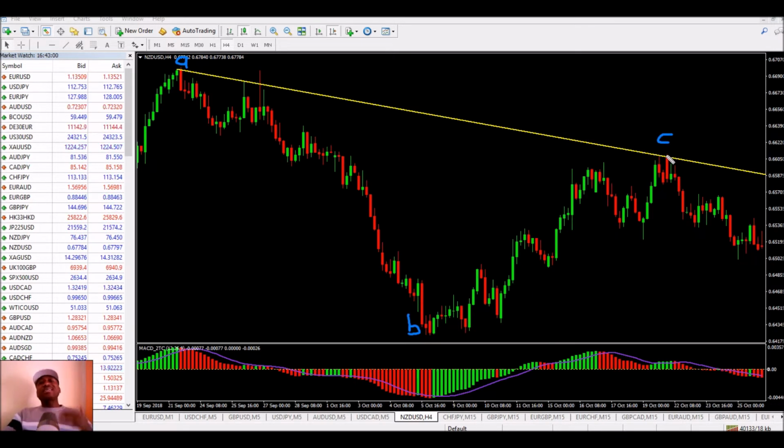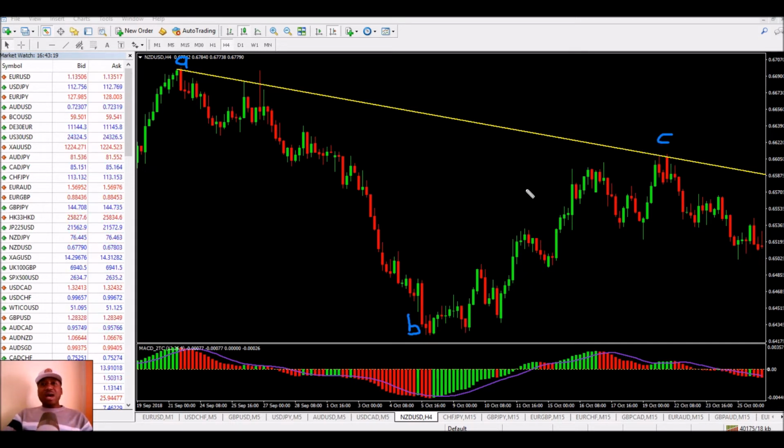So what is a downtrend line? A downtrend line is a resistance line, and the next thing we need to do here is to wait for the market price to break through the resistance line, and we will look for a buy entry.